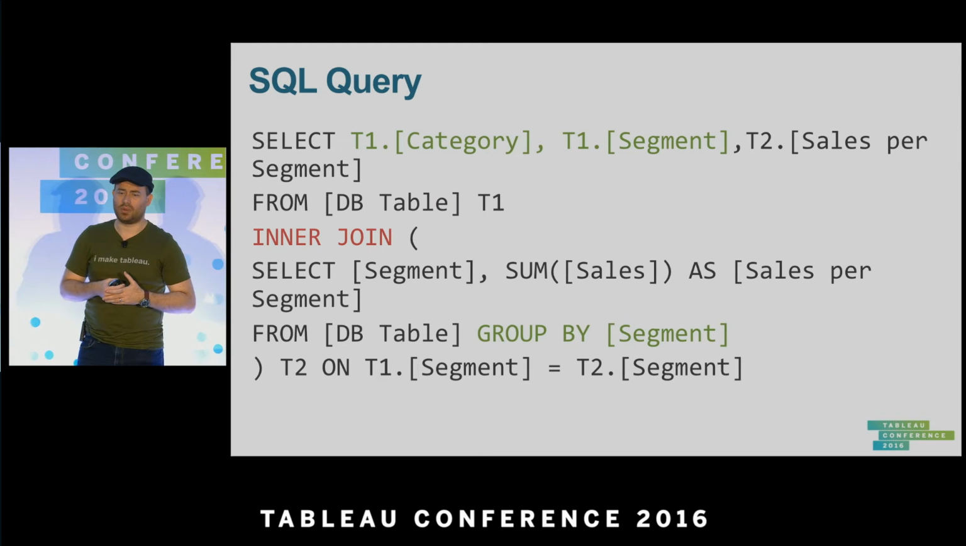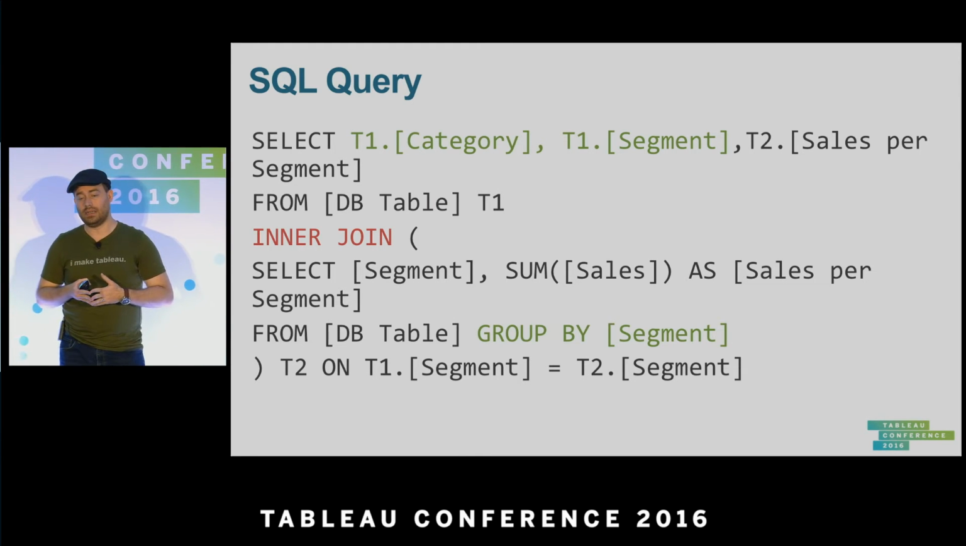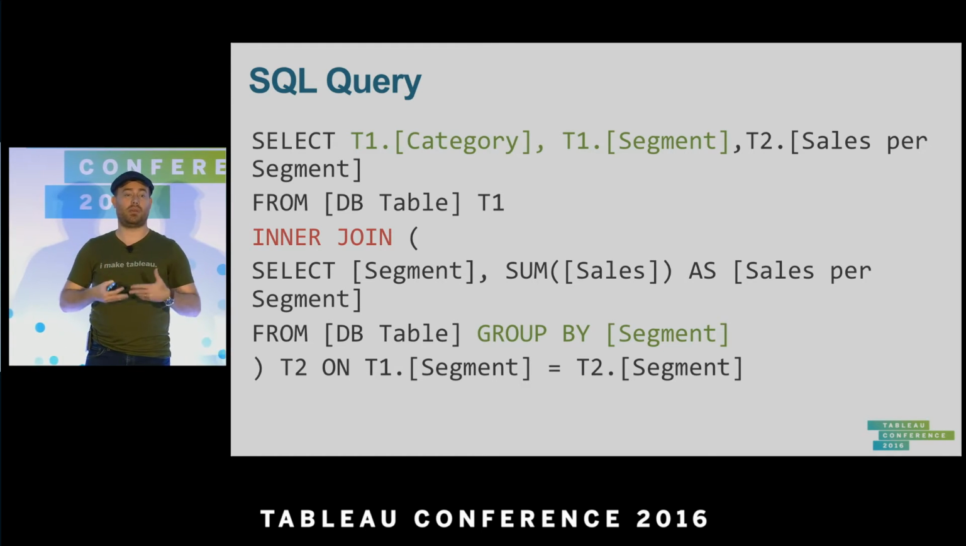And this is what the SQL query looks like. Again, the LOD expression is inner joined into the main table, and you can see I'm just doing a group by segment, which is the level of detail of my LOD expression. Then it gets joined back into the table that contains category and segment, hence replicating to all the categories within that segment.